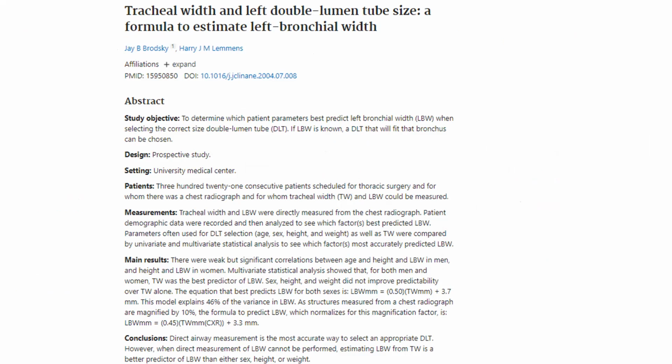So this study is showing tracheal width and left bronchial width can correlate quite well. So they suggest that the tracheal width be used as the best predictor of left bronchial width. And then they came up with a formula to assist clinicians to choose the size of the double lumen tube according to the tracheal width alone. Okay. But I think in clinical practice, most clinicians will choose the size of the double lumen tube according to their experience and their preference.